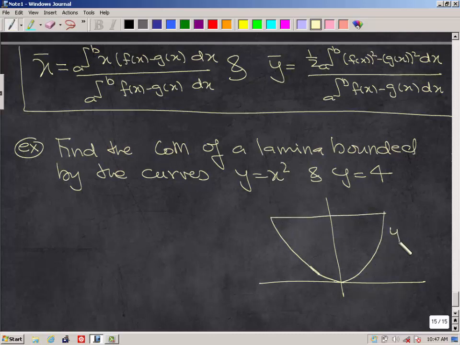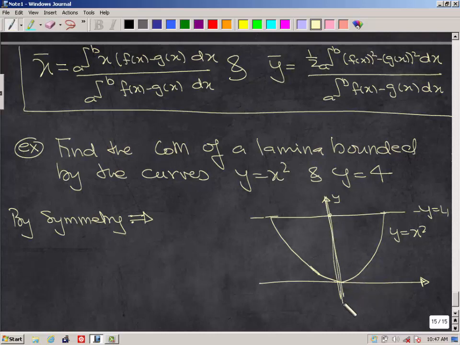So here's my parabola, y is equal to x squared. Here's my line, y is equal to 4. Do you see symmetry? We clearly see symmetry here, correct? So we can say by symmetry we know one value of the center of mass. What do we know? That the x value of the center of mass will be on this line, because isn't this the line of symmetry?